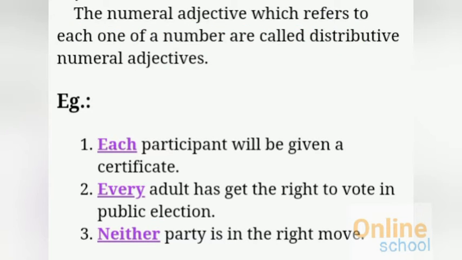The numeral adjectives which refer to each one of a number are called distributive numeral adjectives. Example: each participant will be given a certificate. Number 2, every adult has the right to vote in public election. Number 3, neither party is in the right move.